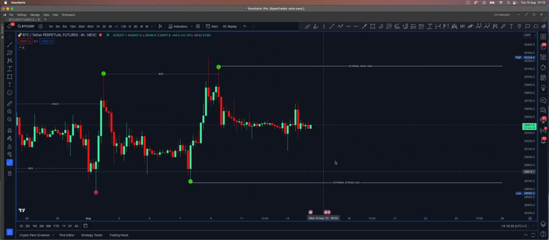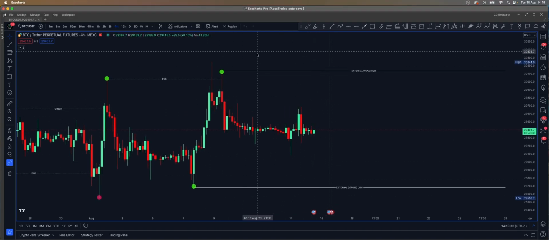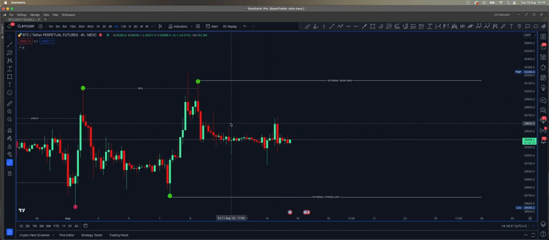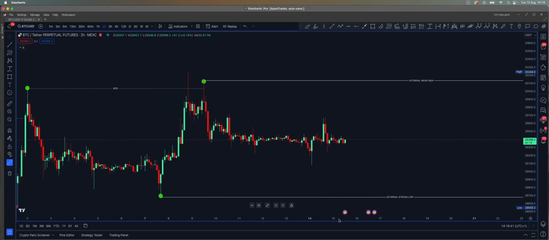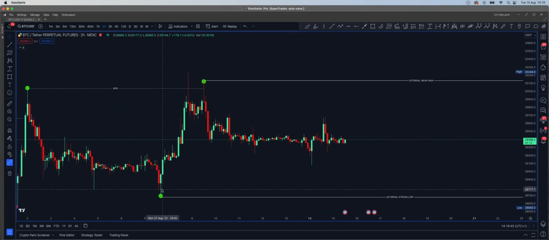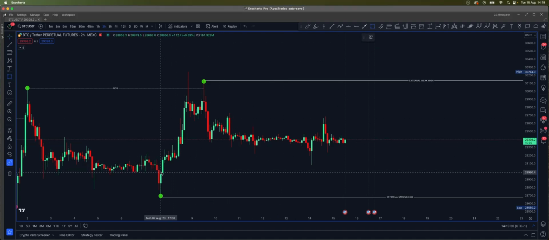So when we don't have inefficiencies, is it worth going down to smaller time frames to start to see if there's any more? Well, yes, I think it is. Let's go down to the 2 hour. Do we see any inefficiencies? Well, yeah, you can see here we have an inefficiency, right? You can see to the top of this.